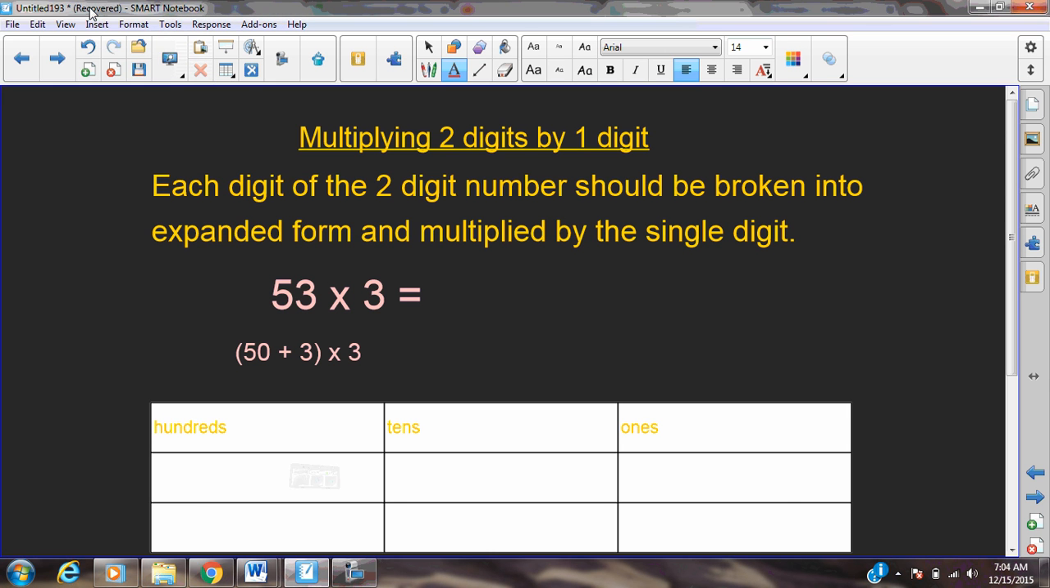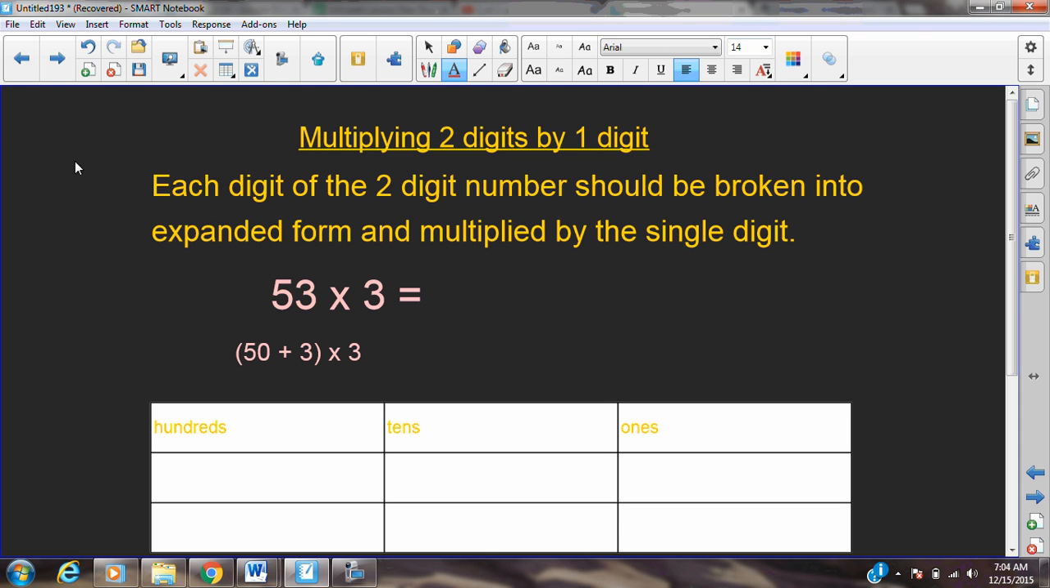Multiplying two digits by a one-digit number. When you are multiplying two digits by one digit, one thing that is important is that you realize that you have different values of each digit. So each digit of the two-digit number should be broken up into expanded form to show the value and then multiplied by that single digit. Here's an example of what all that means.